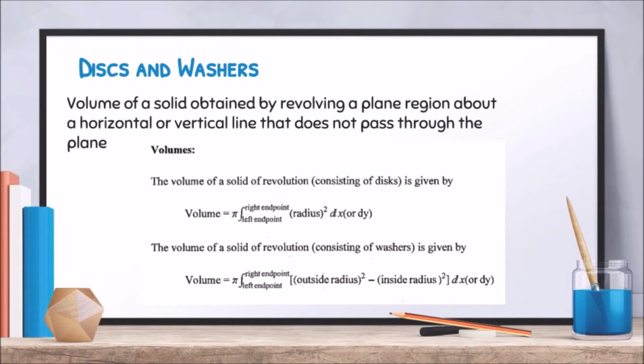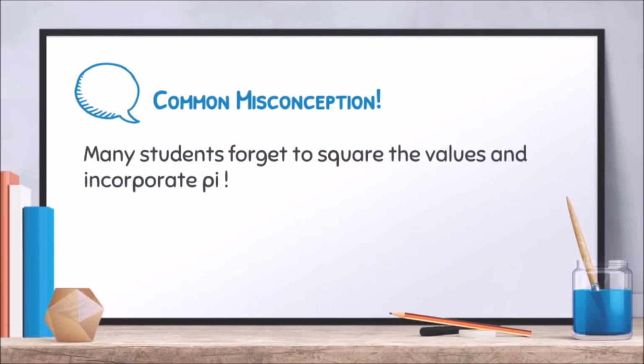Discs and washers are two different methods of finding the volume of a solid, which is obtained by revolving a plane region about a horizontal or vertical line that doesn't pass through the plane. So the volume of a solid of revolution consisting of discs is given by volume equals pi integral from left to right endpoint of radius squared dx or dy, or the volume of a solid of revolution consisting of washers is given by volume equals pi integral from left to right endpoint of outside radius squared minus inside radius squared dx or dy. It's important to remember to square your values and use pi in these formulas.